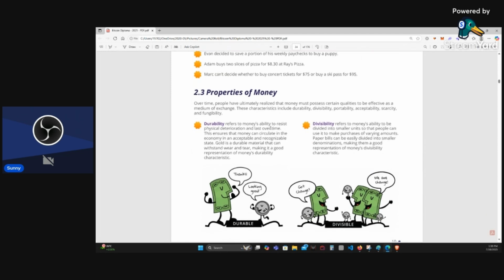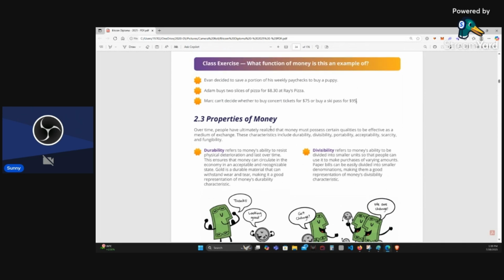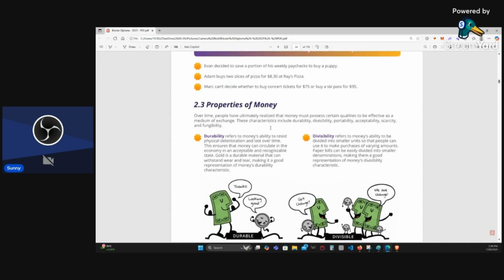So in order for money to play out these functions among society, it must have these properties. Over time, people have ultimately realized that money must possess certain qualities to be effective as a medium of exchange, and also unit of account, and store of value. So these characteristics include durability, divisibility, portability, acceptability, scarcity, and fungibility.